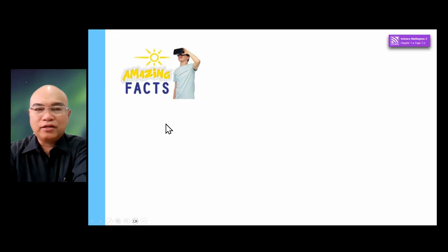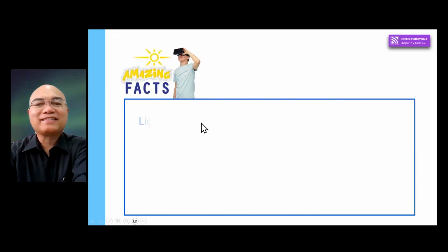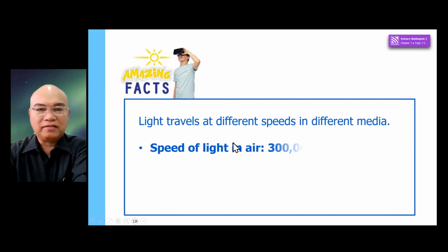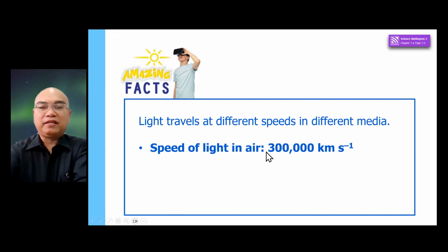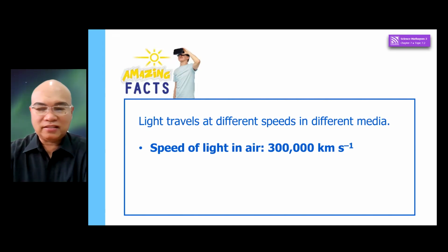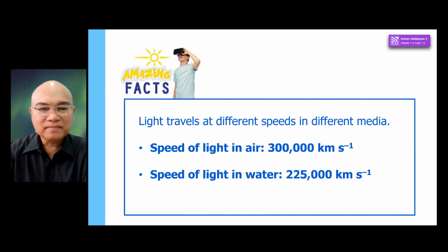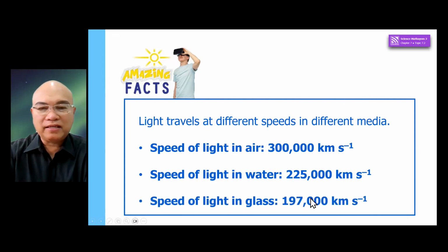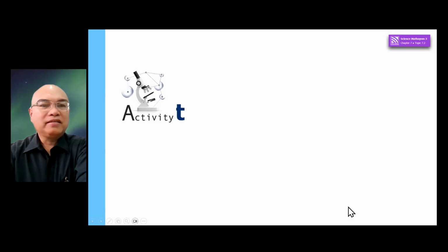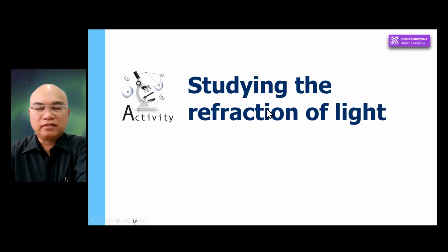Now, let's learn some amazing facts. Light travels at different speeds in different media. Speed of light in air is 300,000 kilometers per second. Wow, that's very fast. Speed of light in water is 225,000 kilometers per second. And speed of light in glass is 197,000 kilometers per second.